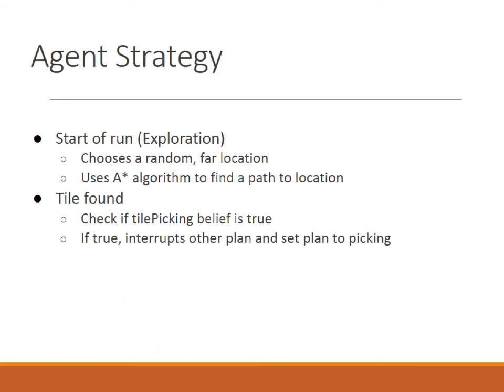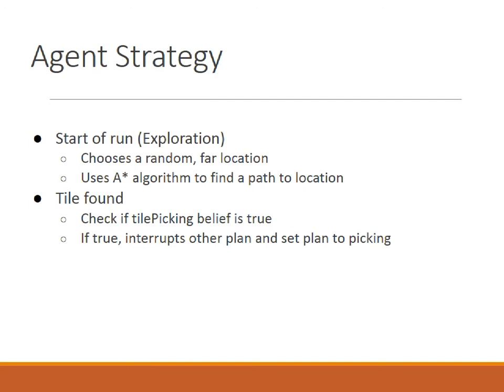So, agent strategy. At the start of the run, when we don't have any tile and hole, it begins the exploration phase. So you choose a random faraway location and move towards that direction. This allows the agent to explore a vast portion of the map versus just moving randomly around. This actually makes use of the A-star algorithm to find the best path to that random location it determines.